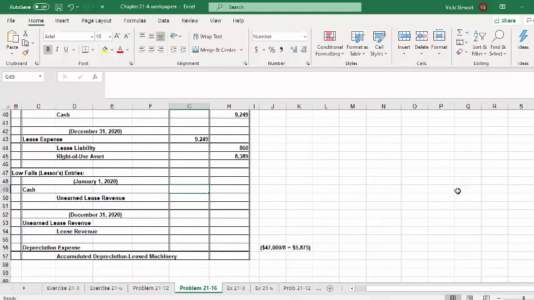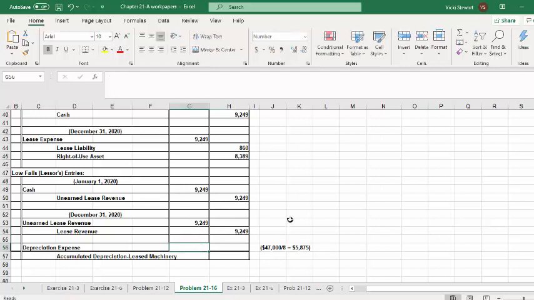Next, we're going to record the entries for the lessor, Low Falls. Low Falls would receive on January 1st, 2020, the first rental payment or lease payment of $9,249, and they would debit cash. They would credit unearned lease revenue for the same amount, because at that point they have not earned any of the lease revenue on the inception of the lease. At the end of the year, at December 31st, they would debit unearned lease revenue for the same amount, and they would credit lease revenue because it would then be earned.